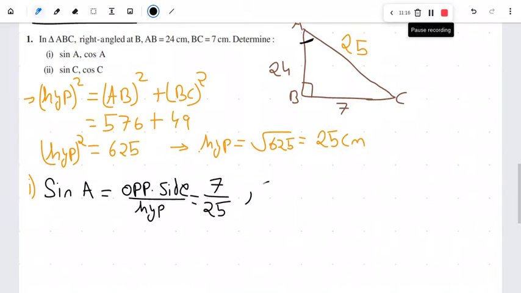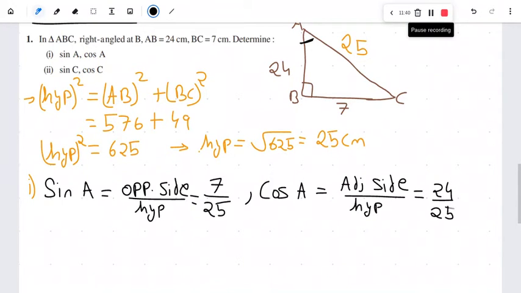Similarly, cos A. Cos A is equal to what? Cos A is nothing but adjacent side divided by hypotenuse, correct? Adjacent by hypotenuse. So what is adjacent? That is nothing but 24 divided by hypotenuse 25.